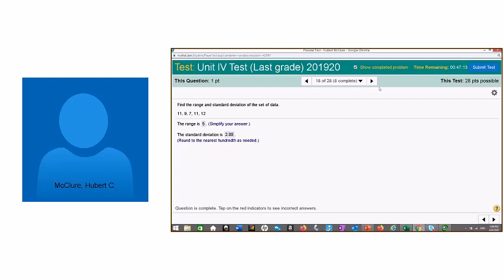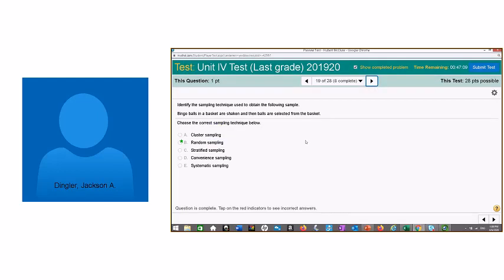Okay. And next, identify the sampling technique used to obtain the following sample. Bingo balls in a basket are shaken and then balls are selected. Random sample, because each one has the same what? Chance of being picked.